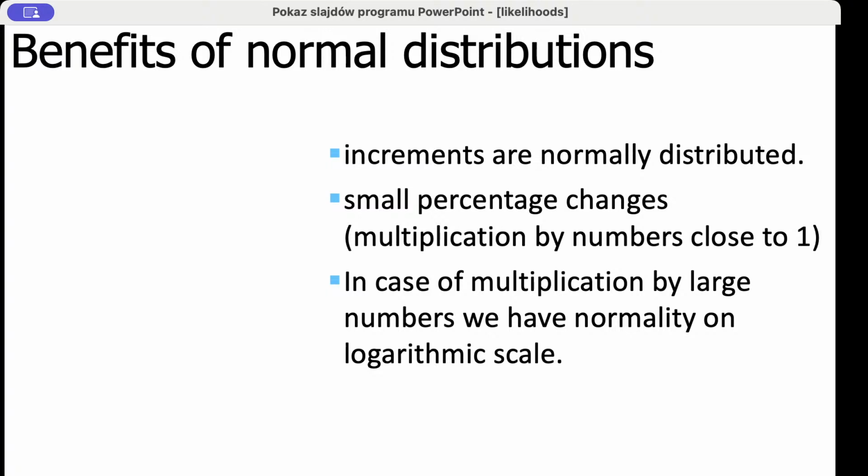However, if we take a logarithm of that multiplication of large elements, we will receive a sum of logarithms of all those elements. And after summing, our new distribution of the sum will behave as a normal distribution on a logarithmic scale. Or, in other words, it can be described by a log-normal distribution, which is exactly the distribution that behaves normally on a logarithmic scale.